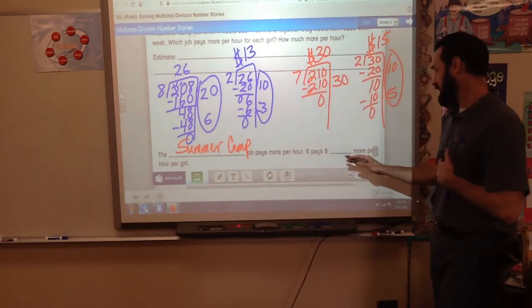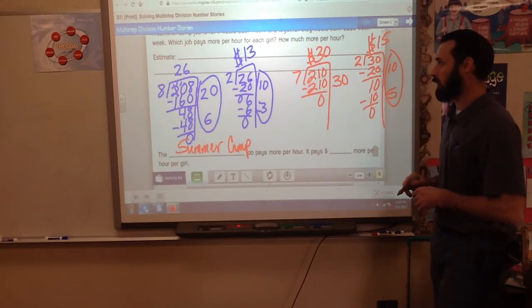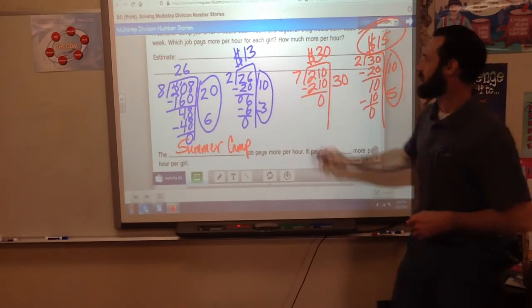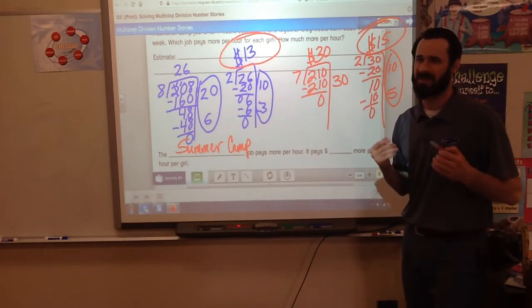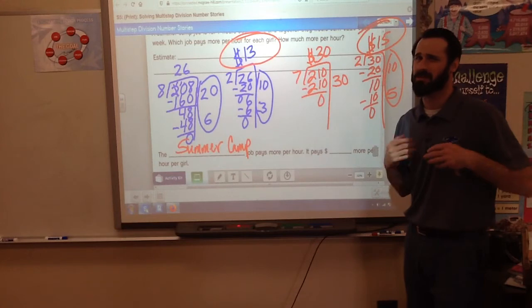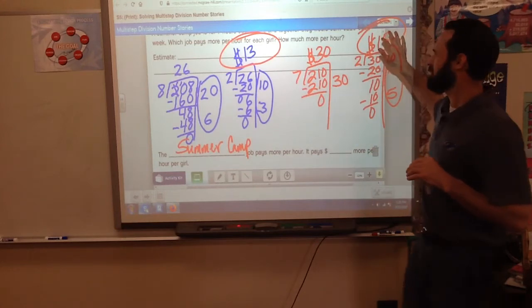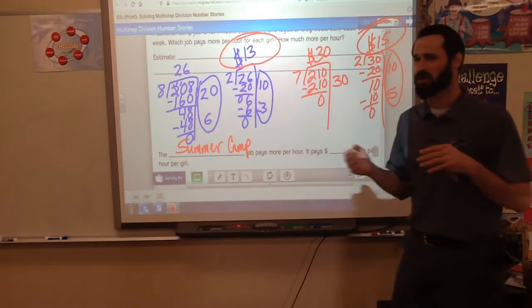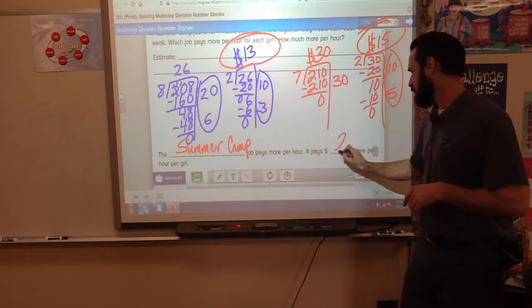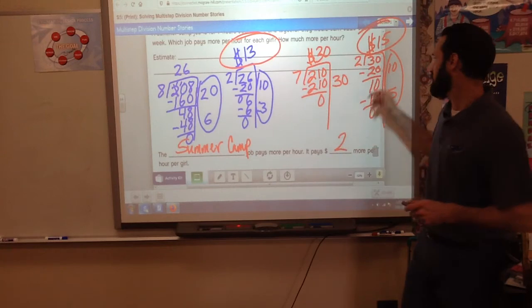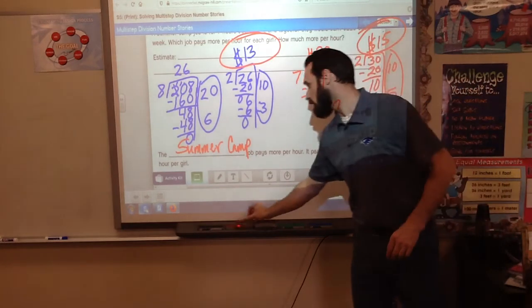And they want to know it pays blank more per hour. We're comparing $15 to $13. How much more are you making at the summer camp? This one I think we can probably do in our heads. I know sometimes I tell you not to do things in your head, but 15 minus 13. How much more money are you making here than here? $2. 15 minus 13 is 2.